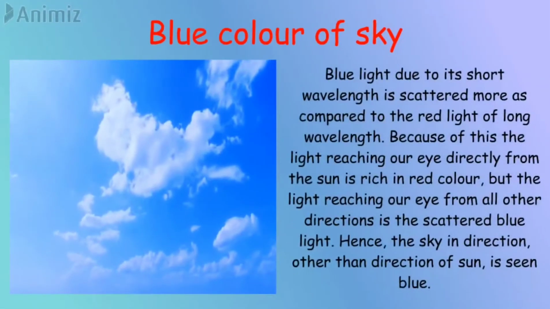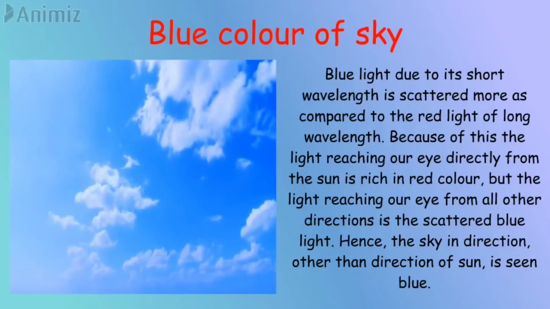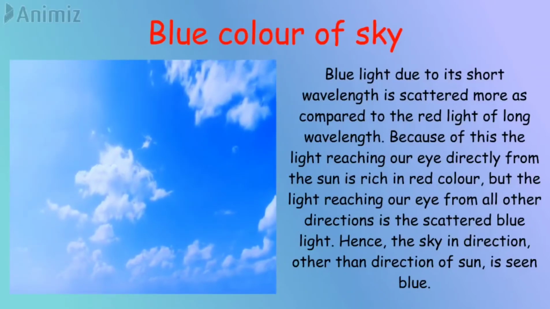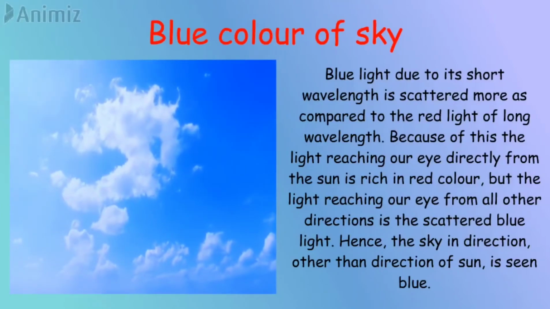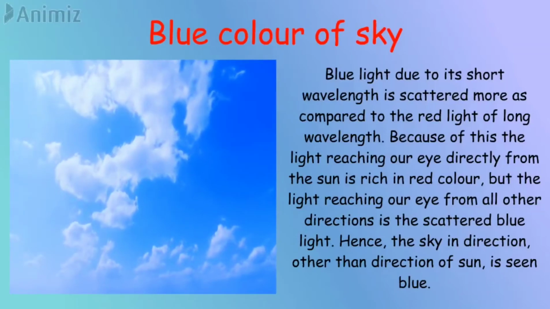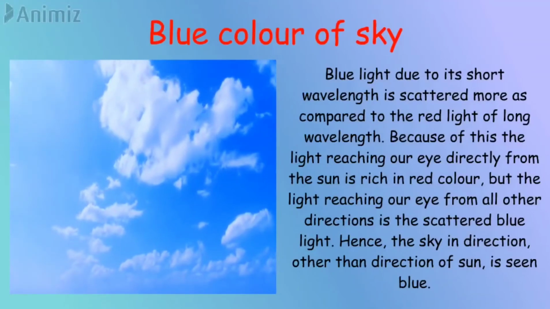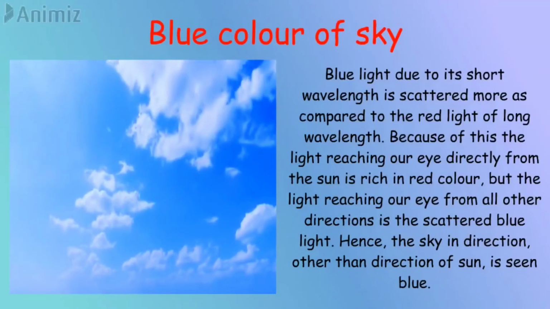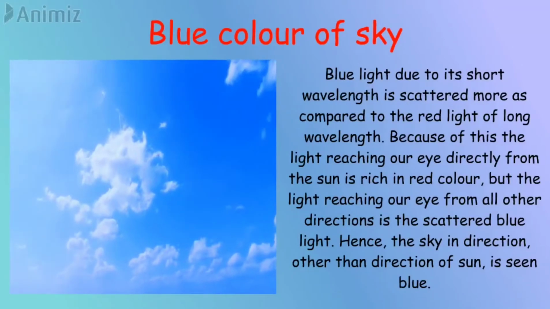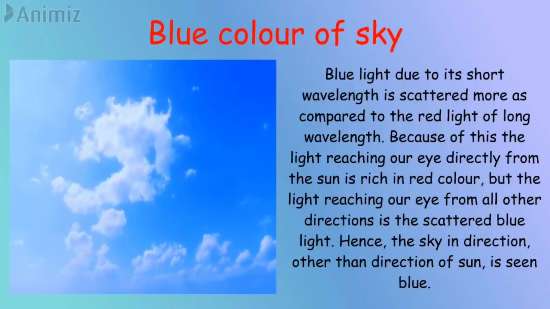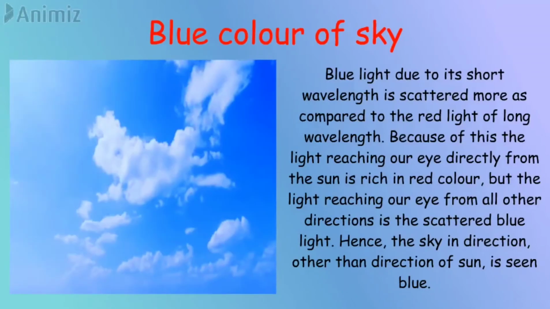Now students, during the whole day you observe that the color of the sky is blue. Why is it? Blue light, due to its short wavelength, is scattered more as compared to red light of long wavelength. I told you violet, indigo, and blue scatter together. So the scattered light is always blue in color. Because of this, the light reaching our eye directly from the sun is rich in red color, because red has a long wavelength as compared to blue. But the light reaching our eye from other directions is scattered blue light. Because of this, when you look around the sky, other than the direction of the sun, the sky appears blue.